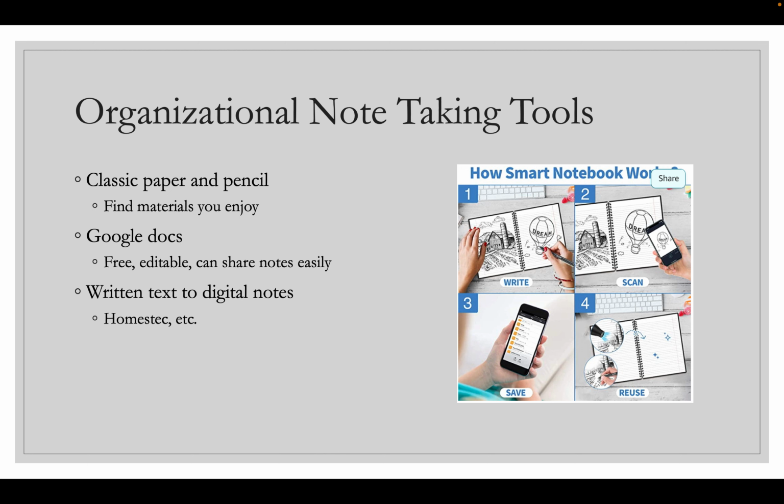If you choose the classic paper and pencil method when taking notes, I would suggest finding materials that you enjoy. So maybe you like a spiral-bound notebook versus a composition notebook. Or maybe you like writing with a pen versus a pencil. Finding things that you enjoy can make note-taking, I guess, more enjoyable, as well as it just might become smoother for you.